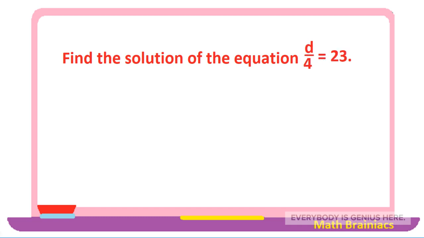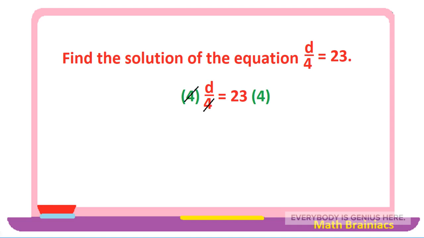Let us work on another example so that you can hit it off. Find the solution of the equation b over 4 is equal to 23. We are going to rewrite b over 4 is equal to 23. You can see that there is division. So, what are we going to do? We are going to multiply both sides of the equation with the denominator 4.